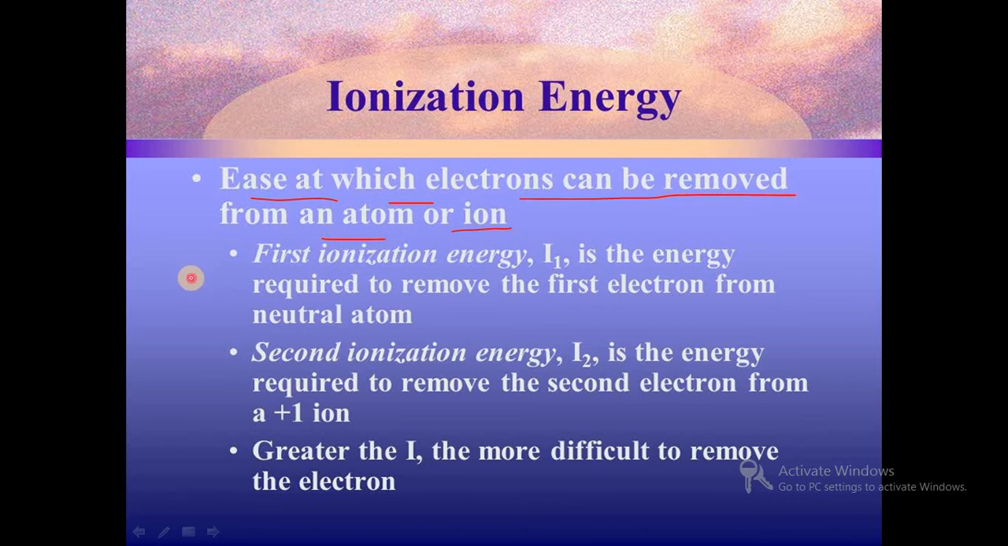We have seen that the first ionization energy, represented by I1, is the energy required to remove the first electron from a neutral atom. The second ionization energy is the energy required to remove the second electron from the plus 1 ion. The greater the ionization energy, the more difficult it is to remove the electron. When the ionization energy is high, it is very difficult to remove the outermost electron.